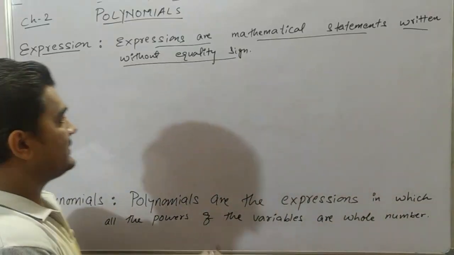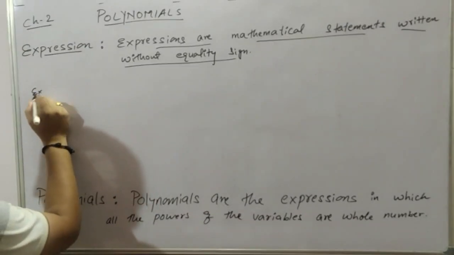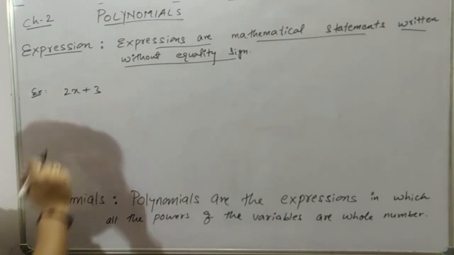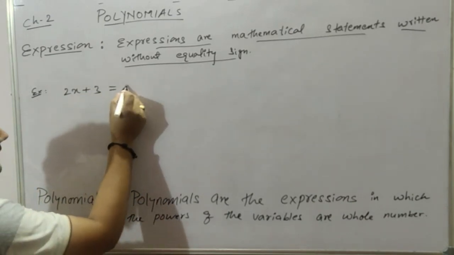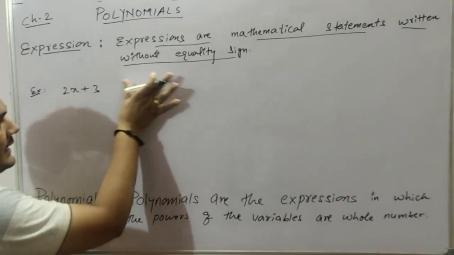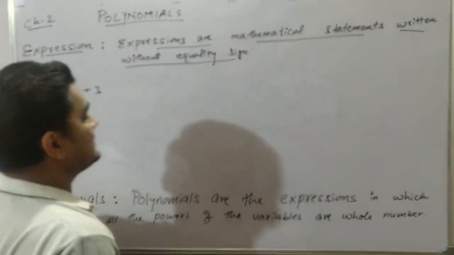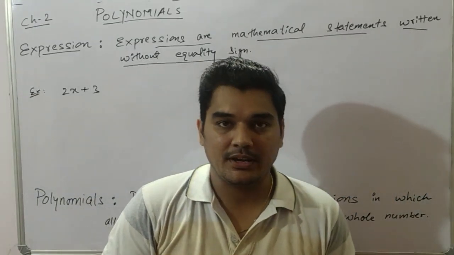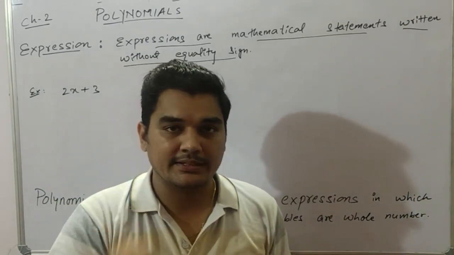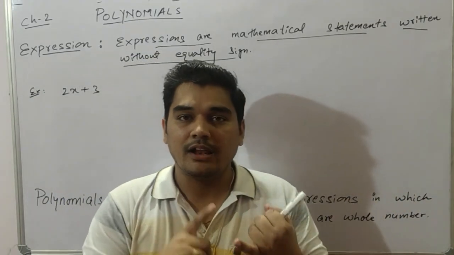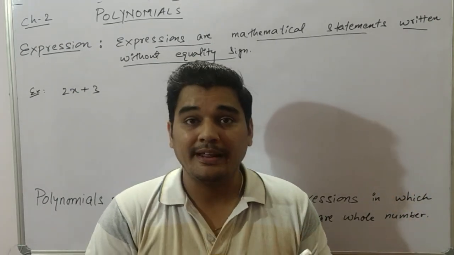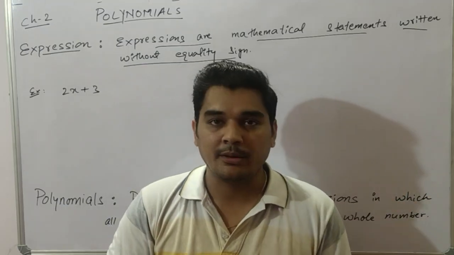So here I will tell you an example. Say 2x plus 3. This is an expression. If I put here equal to 0, then this becomes an equation. So without an equal to sign, any mathematical statement is known as an expression. Now what is a mathematical statement? A mathematical statement involves three things: alphabets, numbers, and mathematical operations, like plus, minus, multiply, divide.